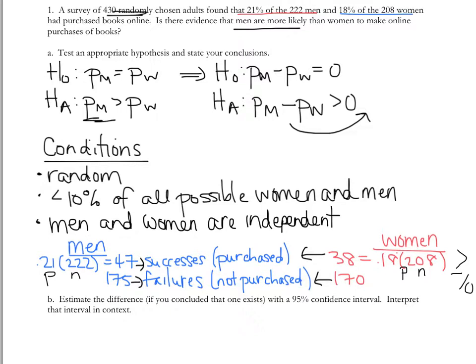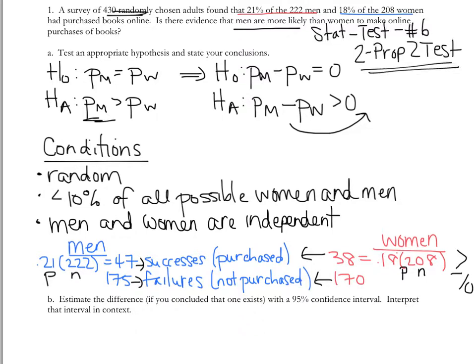Now that I've done that, I can go ahead and run my test. We're going to do this on our calculator. We're going to go to Stat, Test, number 6, because we have a 2 proportion, and we're doing a test. So 2-PropZTest. You should see these 4 things that we need to enter. X1 is how many successes we had for men. Since I put men first over here, I need to put men first here.